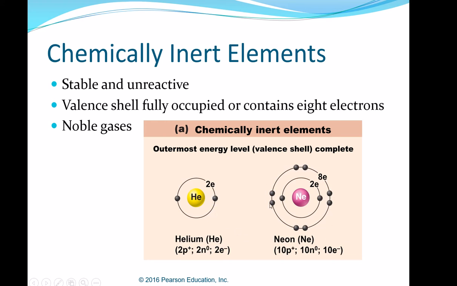Neon here, it has 8 electrons in its outer shell. And so it has a full valence shell, and so it also is stable, inert, and unreactive, and not going to make a lot of molecules and compounds with other atoms and other elements.